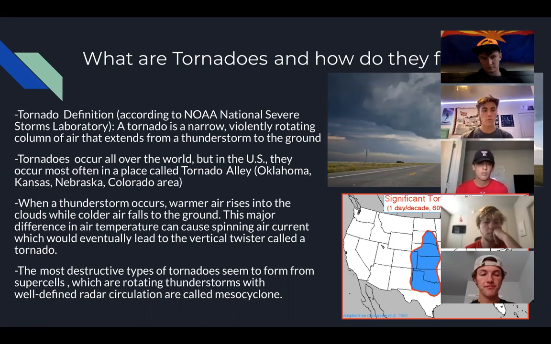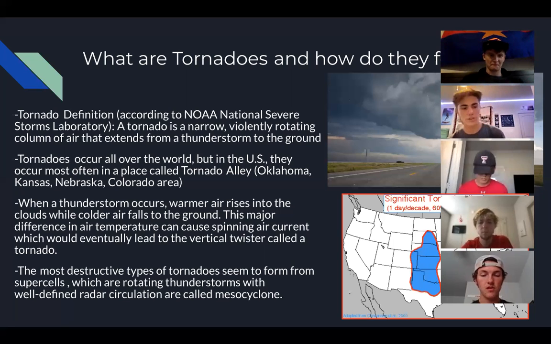How do they form? When a tornado storm occurs, warmer air rises into the clouds while colder air falls to the ground. This major difference in air temperature can cause spinning air currents, which would eventually lead to a vertical twister called a tornado. The most destructive types of tornadoes seem to form from supercells, which are rotating thunderstorms. Those with well-defined radar circulation are called mesocyclones.